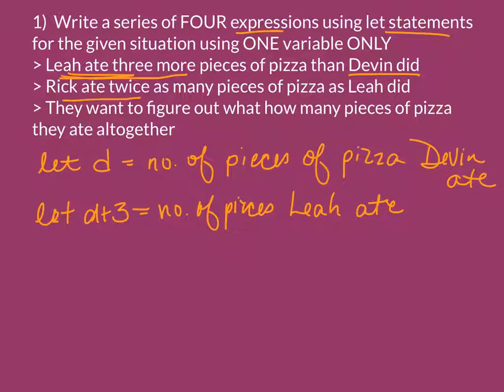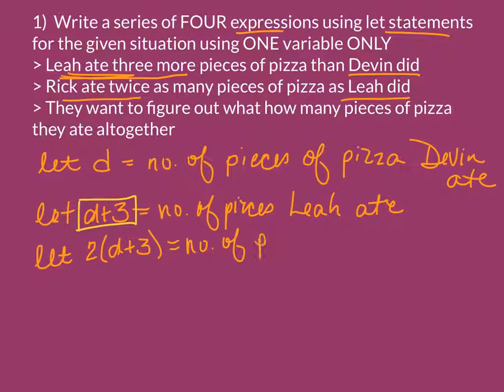Rick ate twice as many as Leah. Twice as many. So twice tells me that I'm multiplying. And I'm multiplying how many Leah ate. Well, Leah ate D plus 3. So that tells me I have to add that 3 to D first before I multiply it times 2. So to indicate that, I know that I need to put my D plus 3 inside parentheses. And that's equal to the number of pieces that Rick ate.